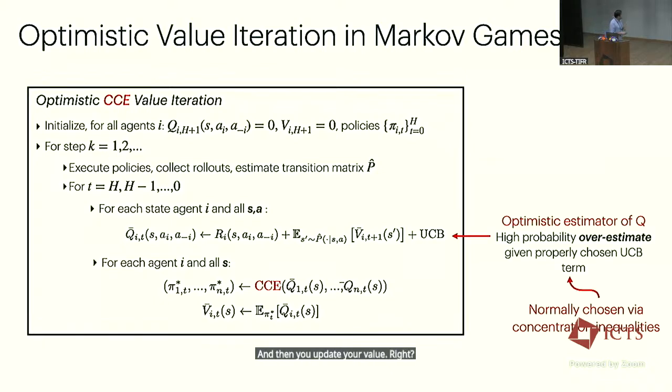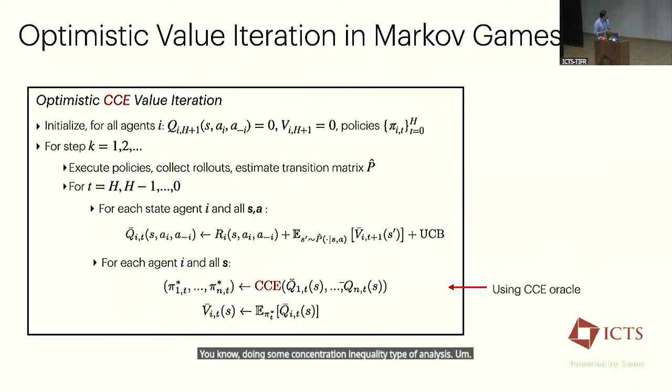And the idea here is that you're constructing an optimistic estimate of your Q function. This is a high probability overestimate. So this is what's giving you exploration of your environment. And you could basically choose this UCB term, doing some concentration inequality type of analysis. And you're again using this kind of CCE oracle, right?